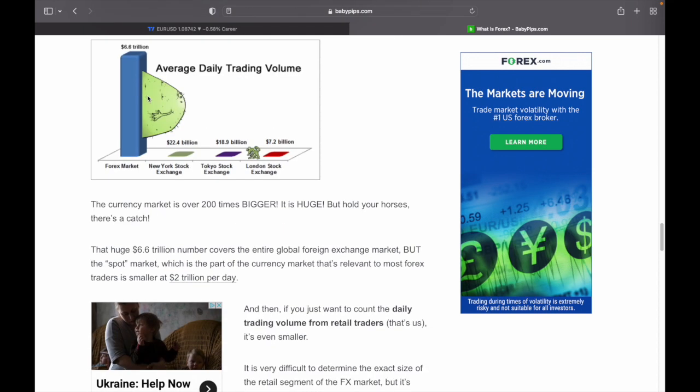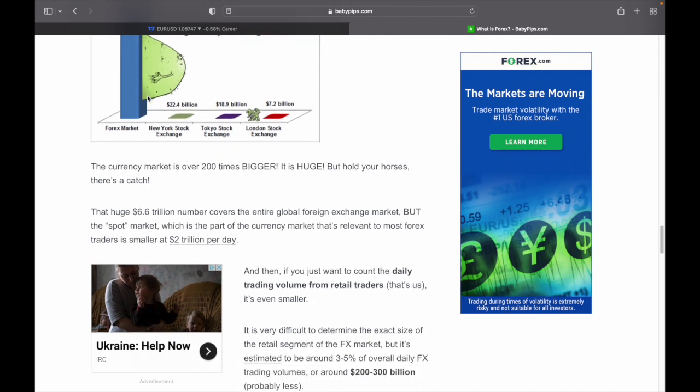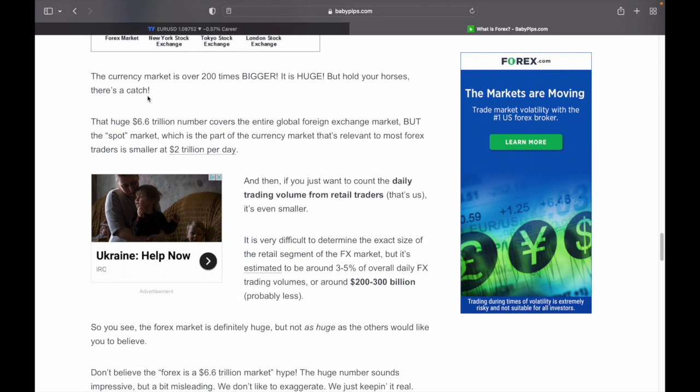There's a chart. The currency market is over 200 times bigger. It's huge, but hold your horses, there's a catch. That huge 6.6 trillion number covers the entire global foreign exchange market, but the spot market, the part of the currency markets that's relevant to most Forex traders, is smaller at about $2 trillion per day. And if you just want to count the daily trading volume from retail traders, aka me, you, if you want to learn to trade, and everyone else, it's even smaller.